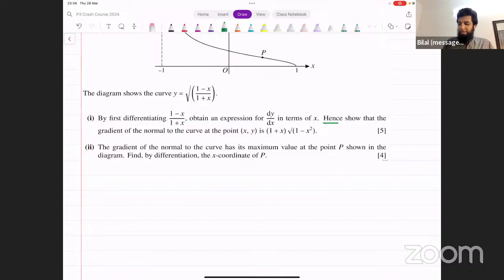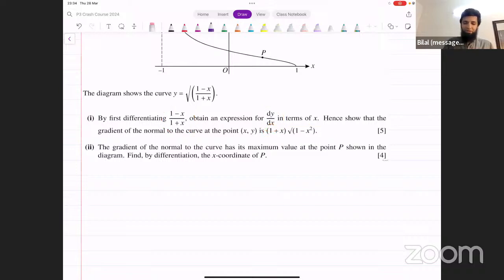And then it says, hence show that the gradient of the normal to the curve at a general point xy is given by this. Okay, now let's do it step by step. So there are three different things that they're asking us here. You first have to differentiate this thing, then find dy/dx, and then find the gradient of the normal and show that that equals this. So let's do it step by step.